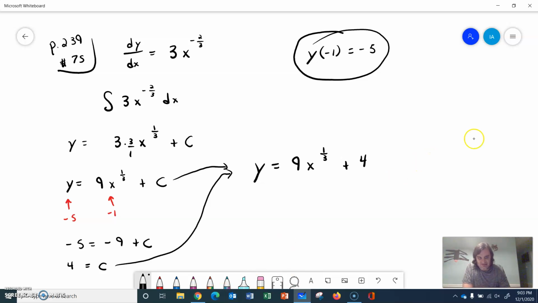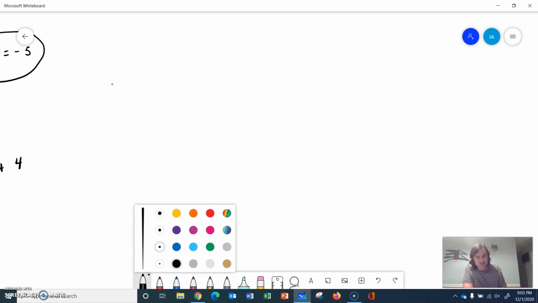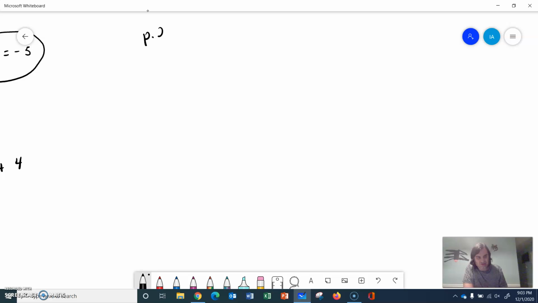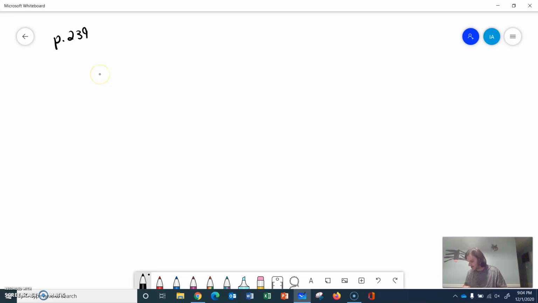All right, let's do another one. So page 239 again. Let's do a second derivative problem. It might help you get used to the notation even if we don't use it a lot in class. But I have here number 86. The notation will look a little bit different.